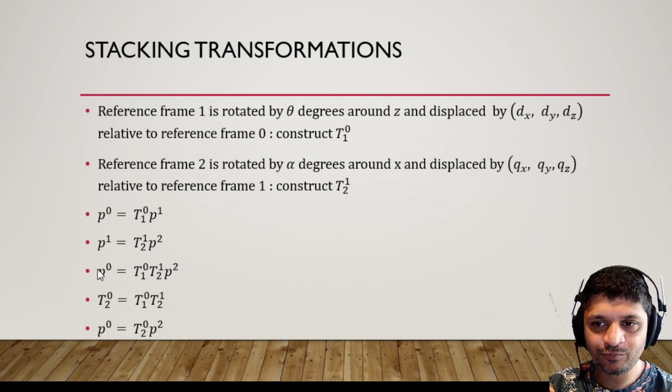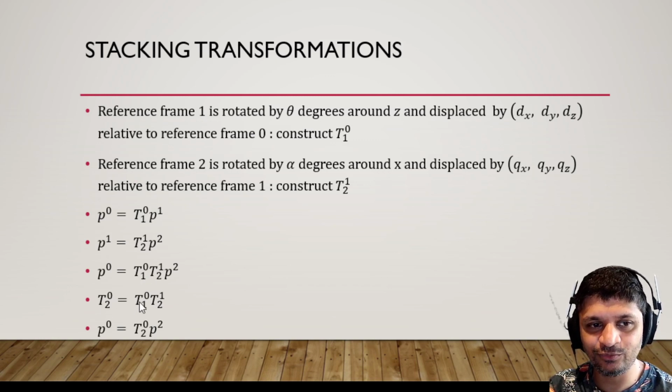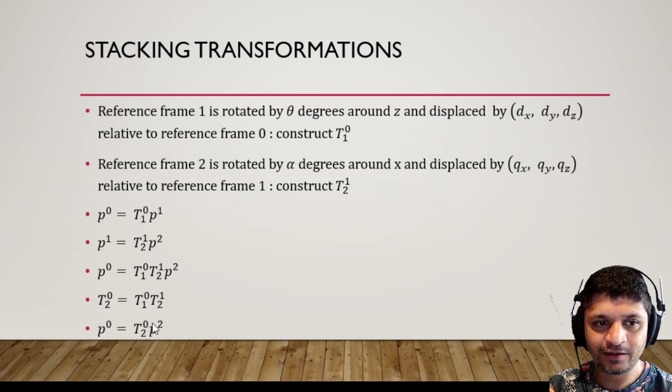Now, if you often have to perform the same transformation, you can just combine the two transformation matrices to produce a T2 naught, right? So if you just took these and multiplied them, you end up with T2 naught equals T1 naught multiplied by T2 1. And then you can say P naught equals T2 naught P2, right? That's useful because now anytime I want to convert from reference frame 2 to reference frame naught, I can do it with one multiplication because I've pre-multiplied these two transformation matrices into this one big matrix.